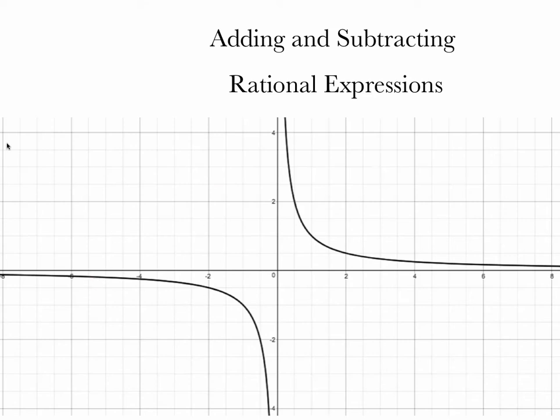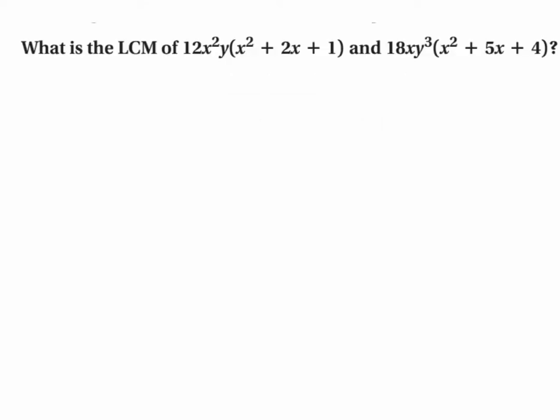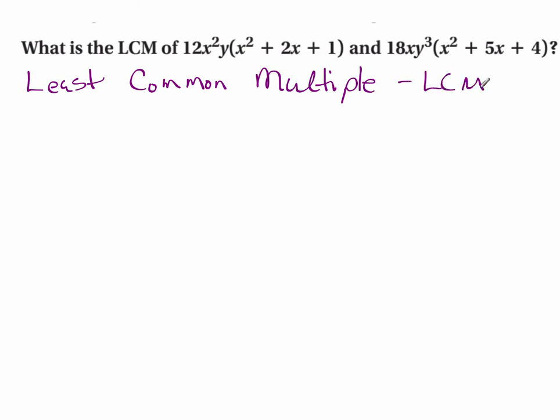Let's look at adding and subtracting rational expressions. The first thing you need to remember is how to find the least common multiple, or the LCM. To find the LCM of two polynomials, the first thing you need to do is completely factor and take it down to its prime.